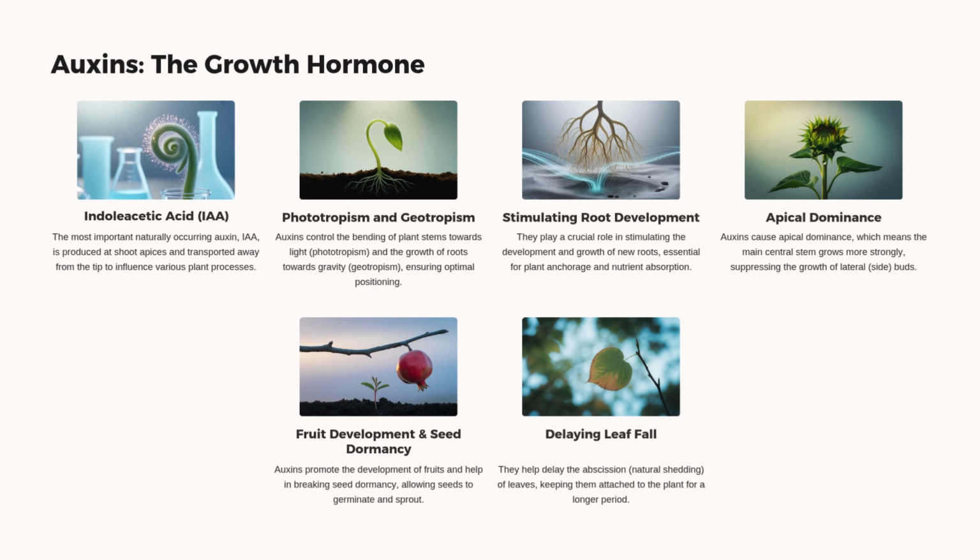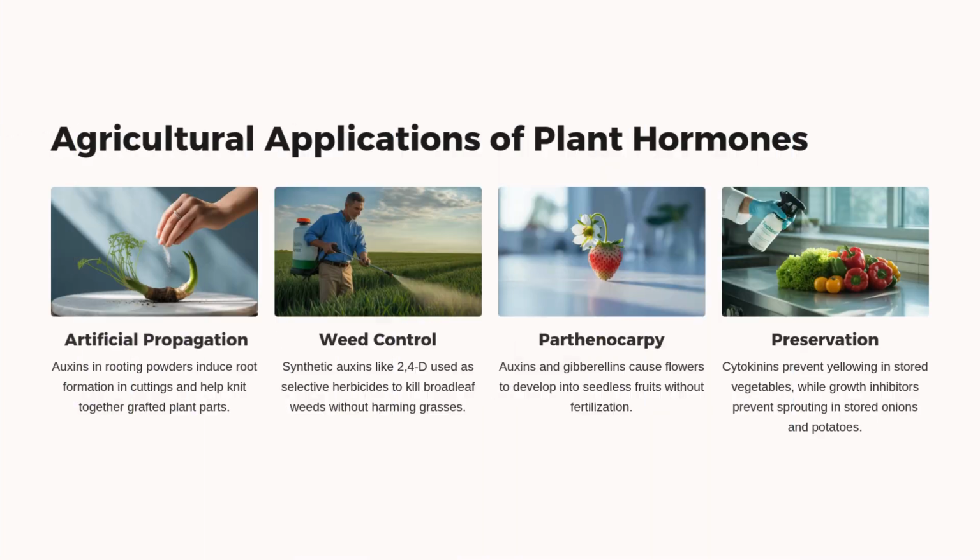Apical dominance. Auxins cause apical dominance, which means the main central stem grows more strongly, suppressing the growth of lateral side buds. Fruit development and seed dormancy. Auxins promote the development of fruits and help in breaking seed dormancy, allowing seeds to germinate and sprout. Delaying leaf fall. They help delay the abscission, or natural shedding, of leaves, keeping them attached to the plant for a longer period.